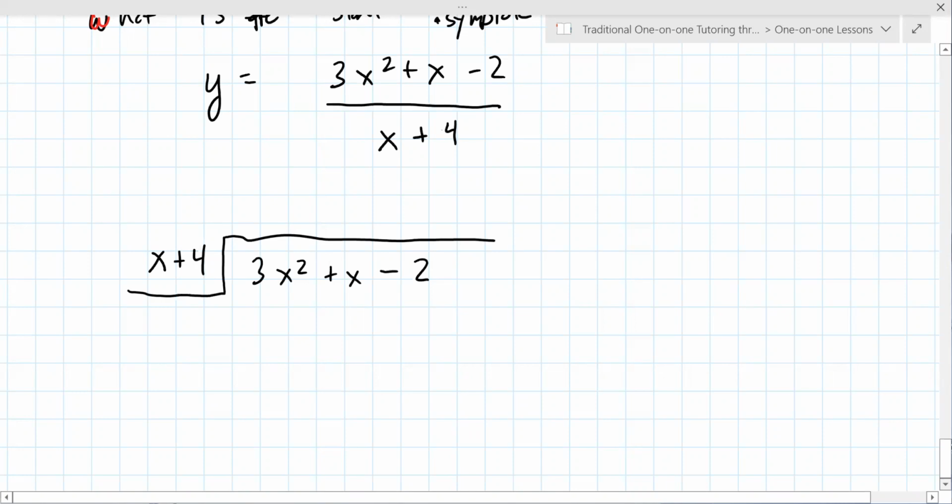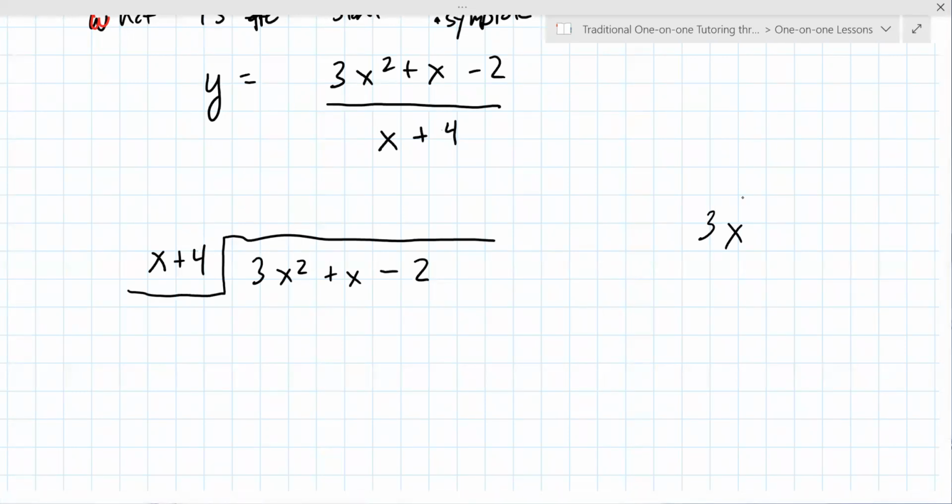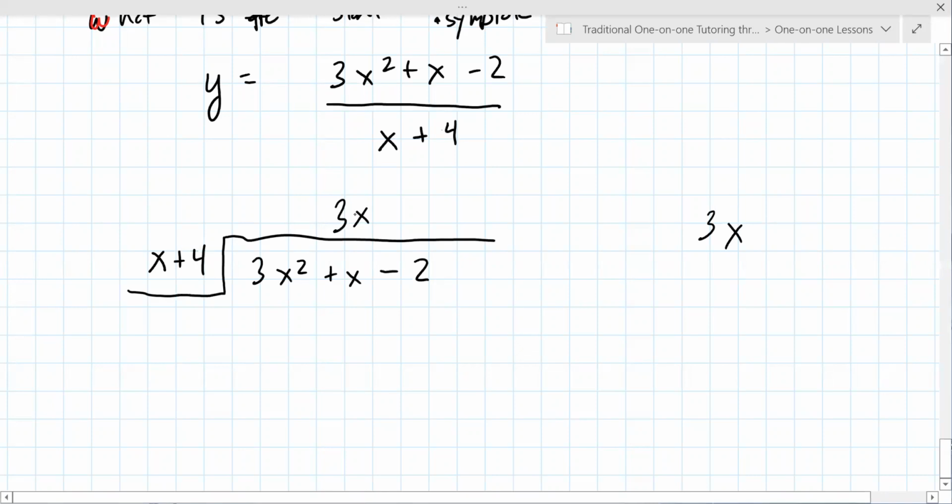So I got 3x plus x. Okay, it can't be x. So let's go through this here. I mean, 3x is good. So you get 3x squared plus 12x. Is that what you wrote? Because you multiply the 3x by both. Oh, that is why I messed up.